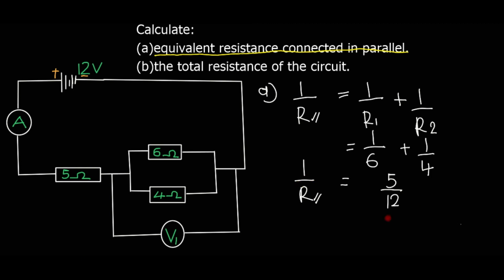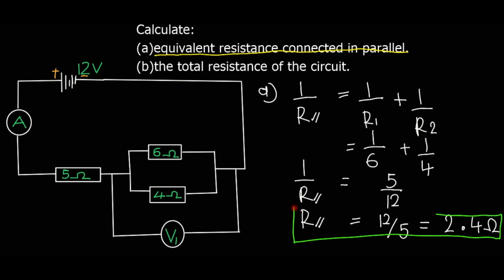So we will flip this number, we will flip 1 over R parallel, meaning we invert it so that we have R parallel. We flip 5 over 12 and get 12 over 5, and 12 over 5 is 2.4 ohms. So that is the total resistance connected in parallel.